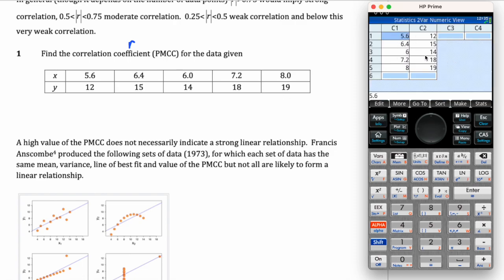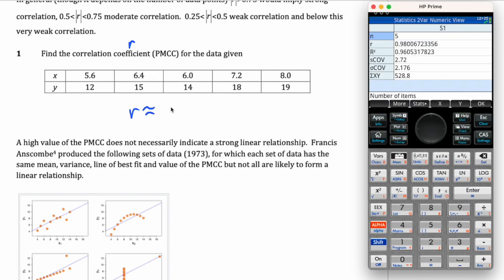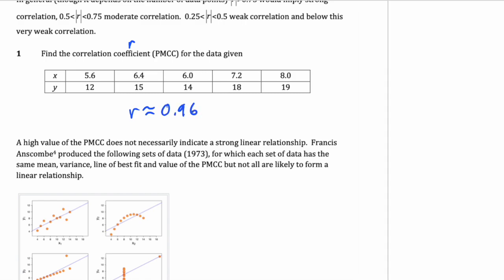Now here we're back to where the data is, and you click stats, and there's the R value. Most of this other stuff we don't need, but the R is about 0.96. So that's a very strong positive correlation. Very strong, positive, linear correlation.